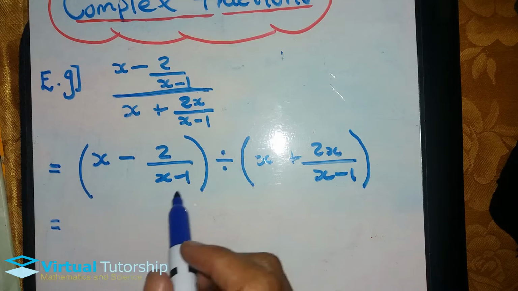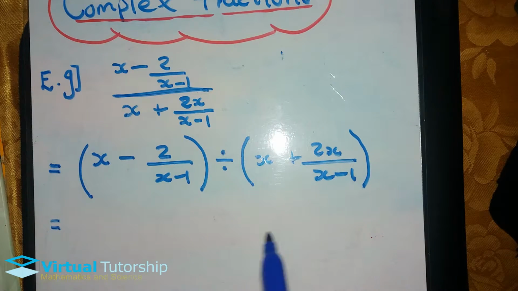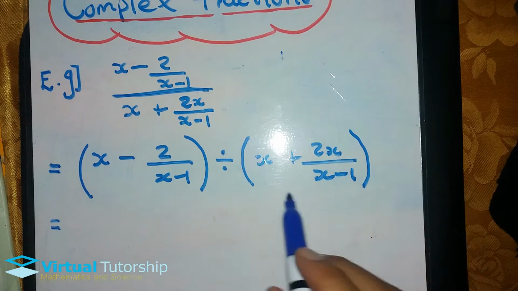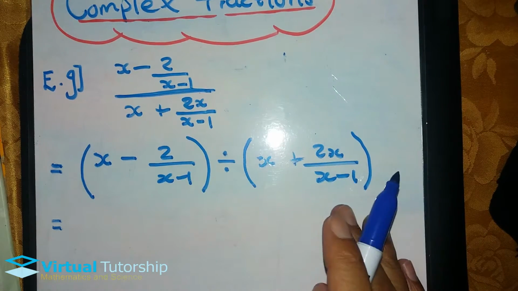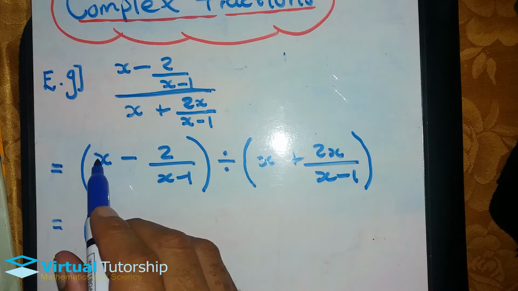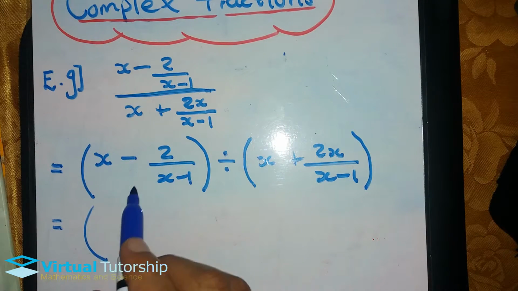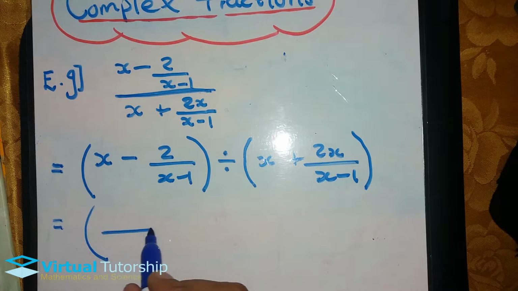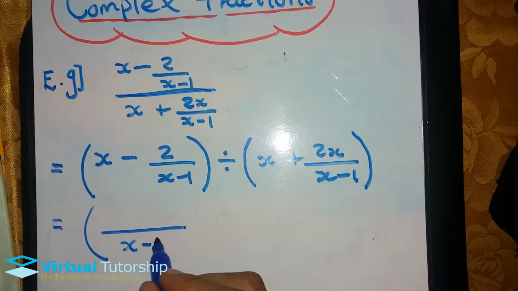So look, you deal with the numerator, followed by the denominator. So in other words, we must solve what's inside the bracket first before we divide the two. Here, it's a whole term and a fraction. So in order to simplify here I must get an LCM because there's only one fraction. What is my LCM? x minus 1.